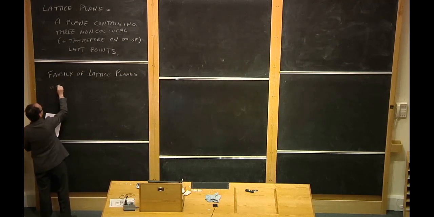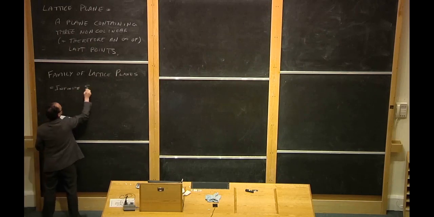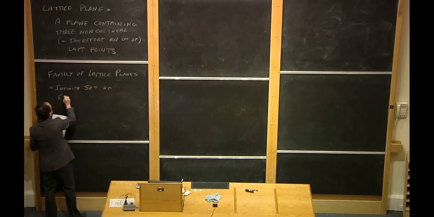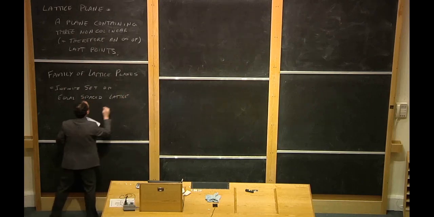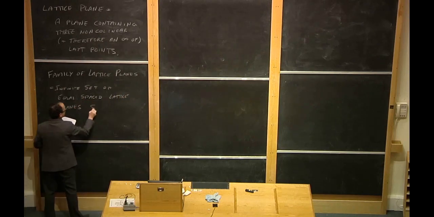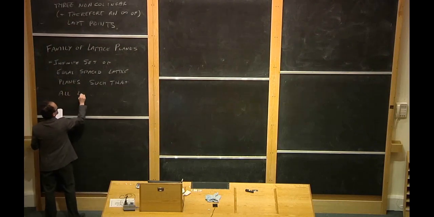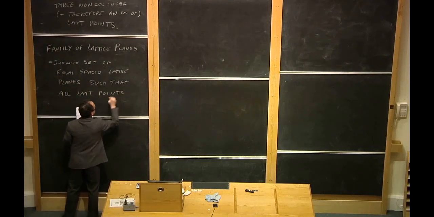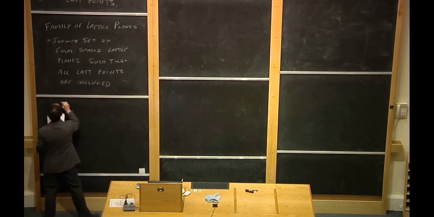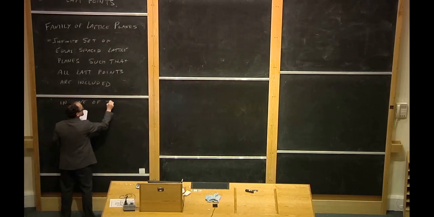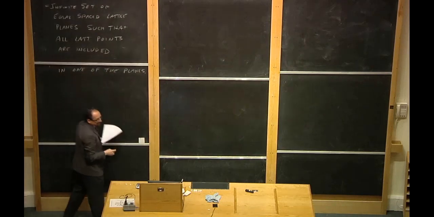Another definition, a family of lattice planes. A family of lattice planes equals an infinite set of equally spaced lattice planes such that all lattice points are included in one of the planes. Let me know if my writing starts getting to be too messy to read.